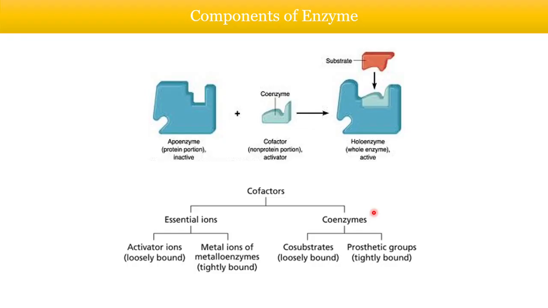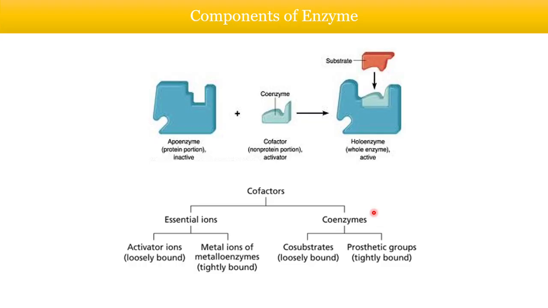Or you have some activator ions which are loosely bound. So these are certain essential ions which are required for the activation. Now, there are certain enzymes like cyclization enzymes. You have sortase that requires calcium for its activity. Now, the other part are the coenzymes that include the co-substrates which bind loosely and the prosthetic groups which bind tightly to the apoenzyme. So, in general, apoenzyme is that protein part which is inactive without the cofactor.